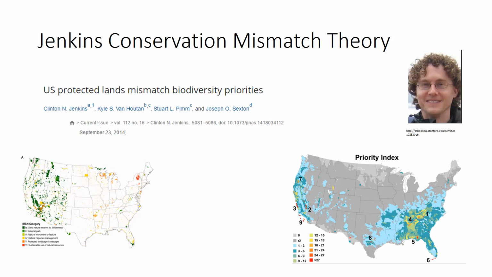Jenkins in his article titled U.S. Protected Lands Mismatch Biodiversity Priorities. And in his article, Jenkins states that conservation is done in places that need it most.